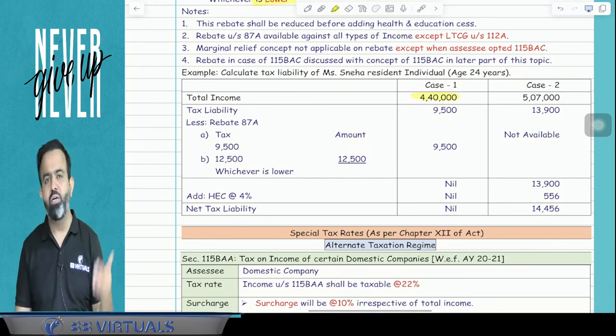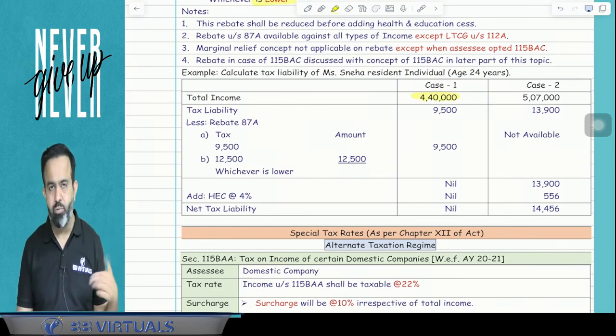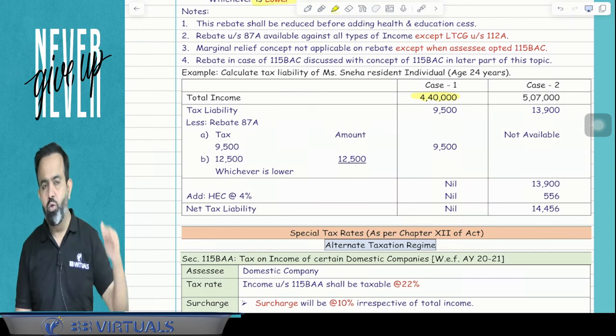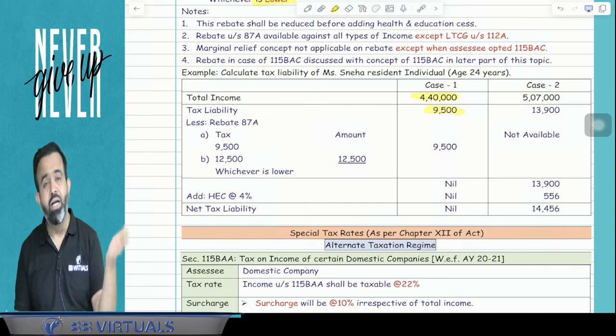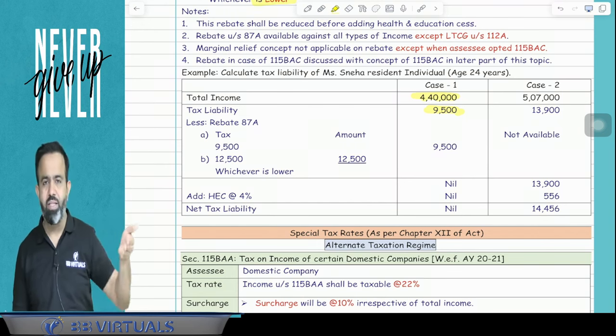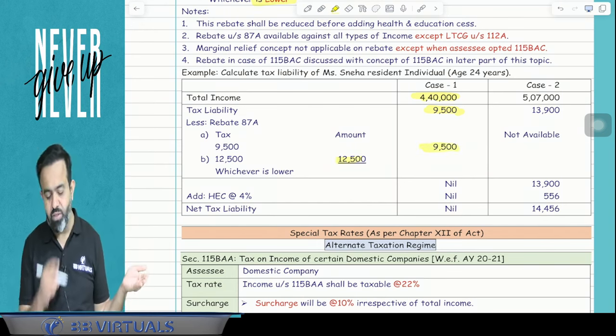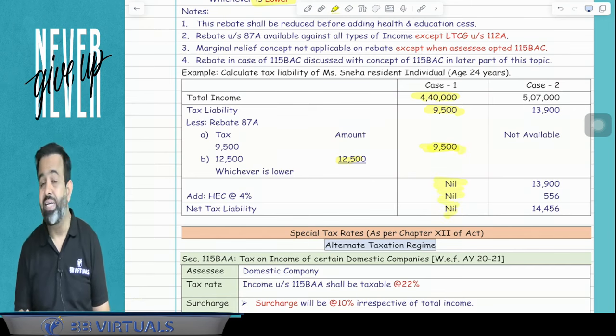So on 4,40,000, just calculate the tax by slab rate. Up to 2,50,000 there is no tax. 2,50,000 to 4,40,000, 5%. So your tax comes to 9,500. And your rebate is tax amount or 12,500, whichever is lower, which comes to 9,500. So here, guys, 9,500 is the rebate. There is no need to pay the taxes.